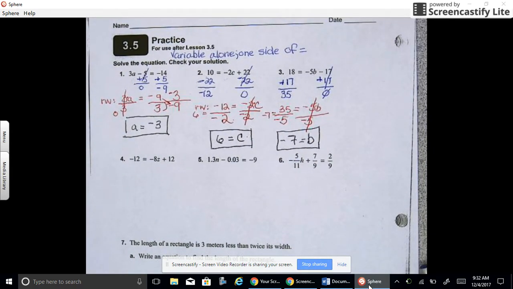It's all on the same line, A, B, C. They're just a little out of order. All right, so let's go to number 4.